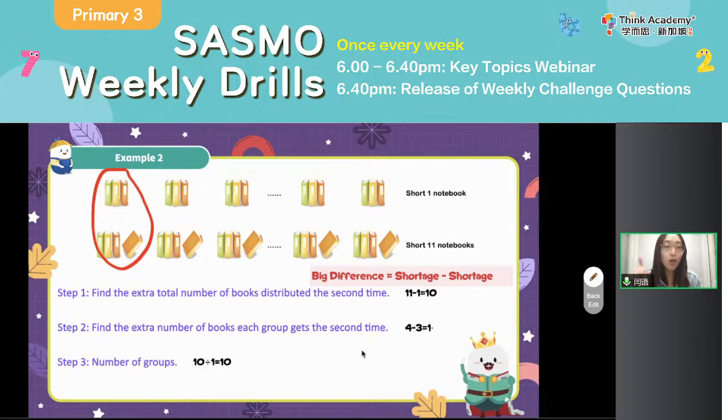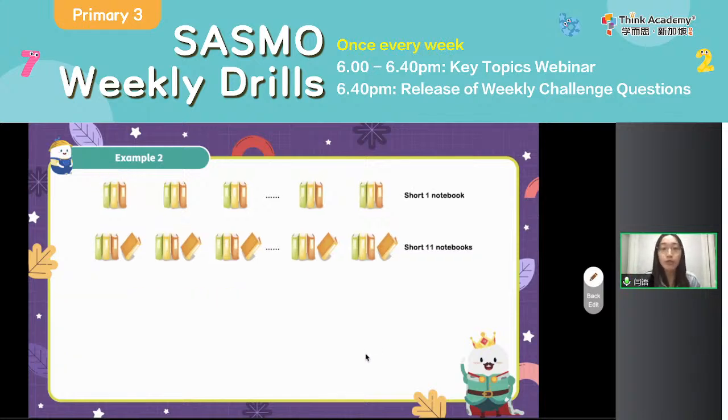Okay, 10 groups. Remember that the number of groups here doesn't change. We just distribute in different ways. Okay, so following this, how do we figure out the number of notebooks? Let's have a look. Just now, in example 1, we know that to figure out the total objects, it is the number of people times objects per person, and then plus excess. But what about now? The type is shortage, so what should we do? Is it still a plus?